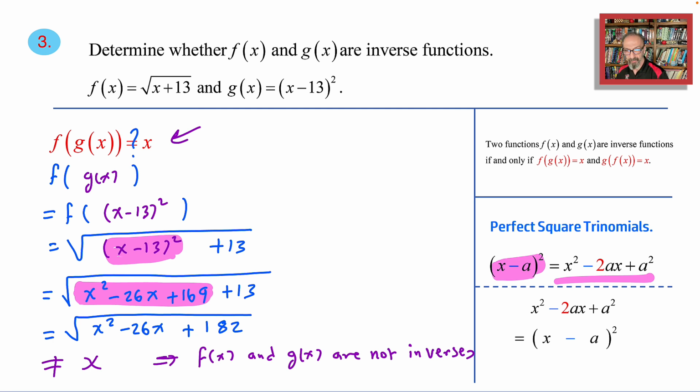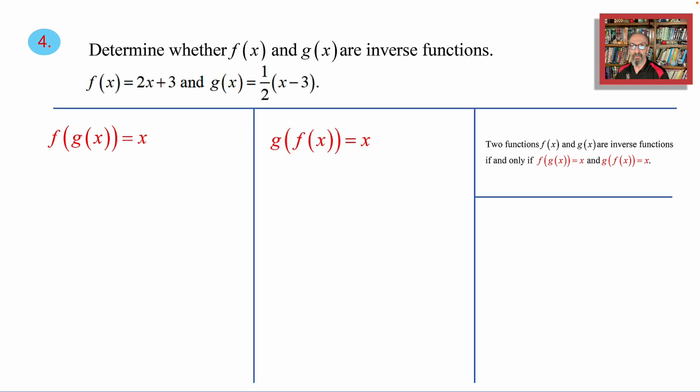The last problem, number 4. Determine whether f of x and g of x are inverse functions. F of x is 2x plus 3 and g of x equals half of x minus 3. Applying the rule that we are looking at on the right side, I have it separate in 2 parts. So let's do the first one. So we're thinking if this is going to give me back x. We start on the left, f of g of x. Let's use g of x in a different color.